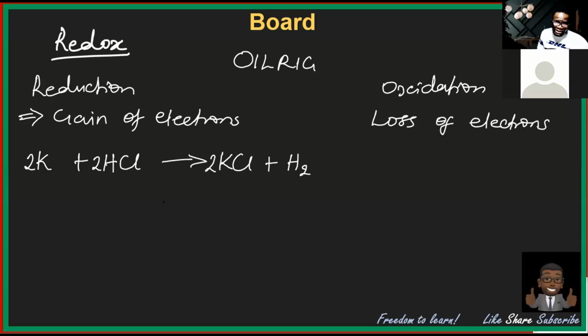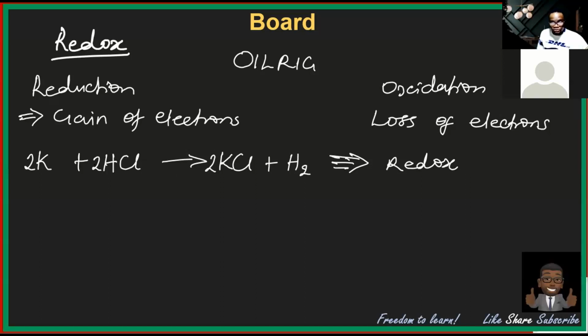Now, let's see how we explain this reaction as a redox reaction. This reaction is a redox reaction because both oxidation and reduction took place at the same time. So now we need to understand which species is reduced and which species is oxidized. To explain that, we can use several concepts. You must have done oxidation number.